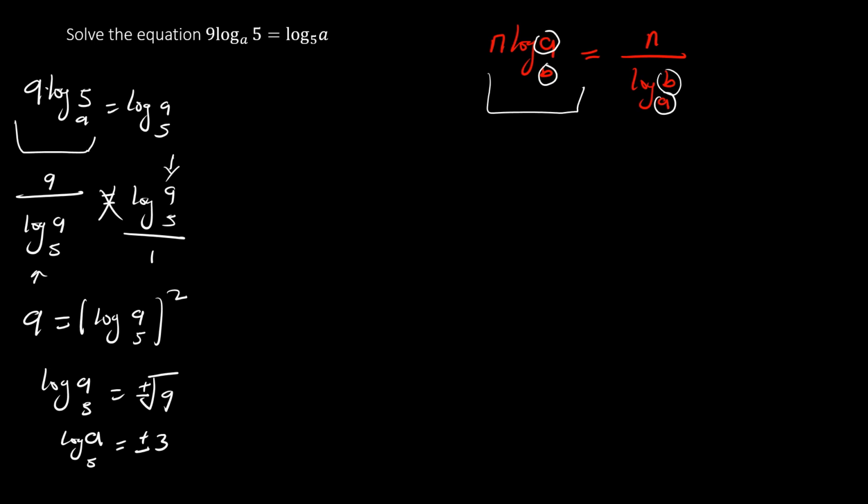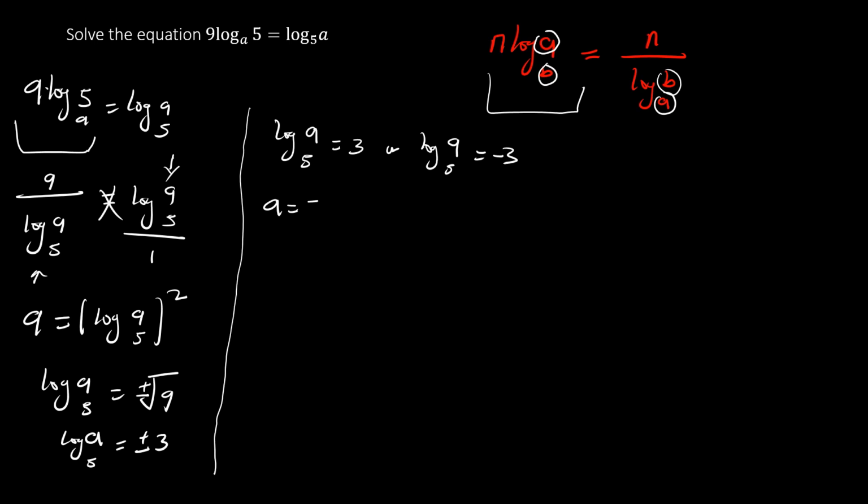So continue with this. We have log a to base 5 equals 3, or log a to base 5 equals negative 3. And then we can have that a equals 5 to the power of 3, or a equals 5 to the power of negative 3. And then we have a equals 125, or a equals 5 to the power of negative 3. This equals 1 over 5 to the power of 3.